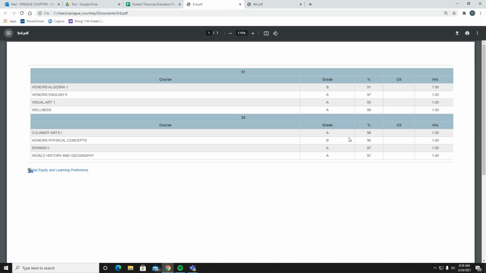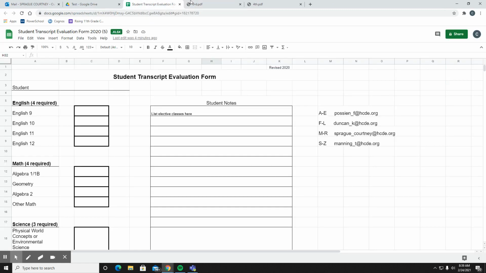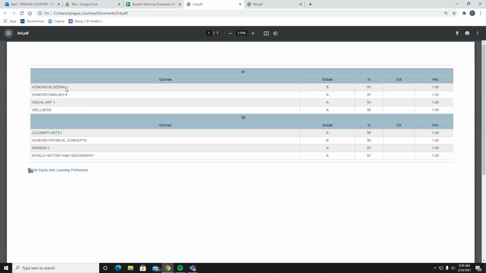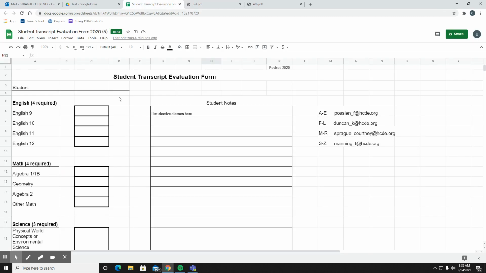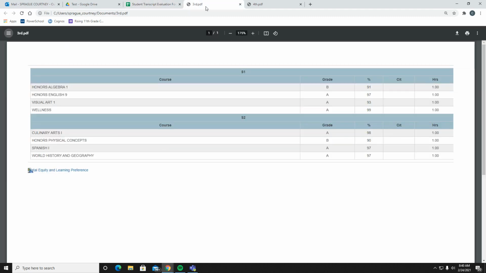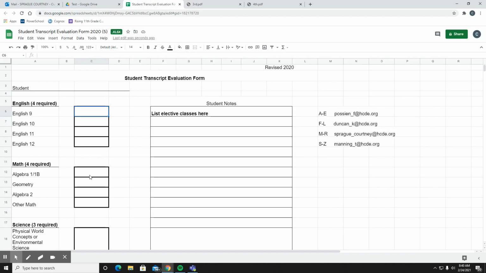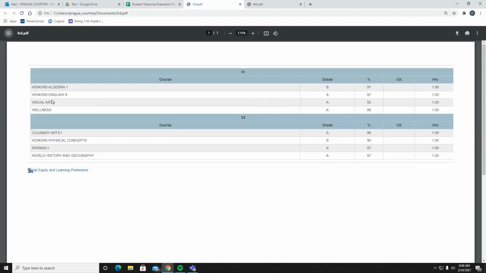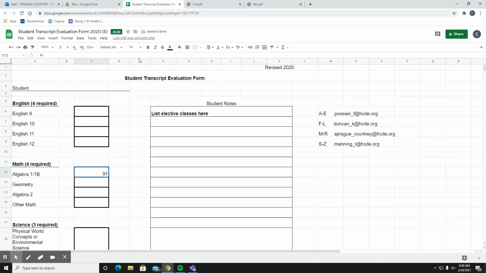So what we're going to do, you're going to start with the first tab that you were in high school, and you're going to put that in your transcript evaluation form. So for this student, we'll just start at the top. For algebra, they got a 91. So we're going to put that 91 in the algebra spot so that we know that she took that class and passed it. For English 9, we're going to put 97.